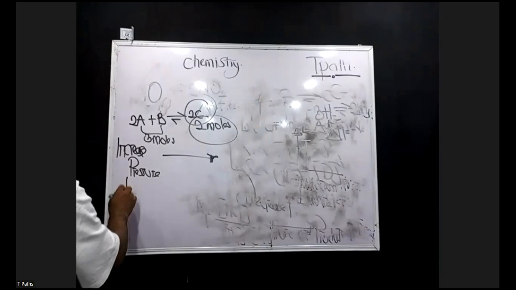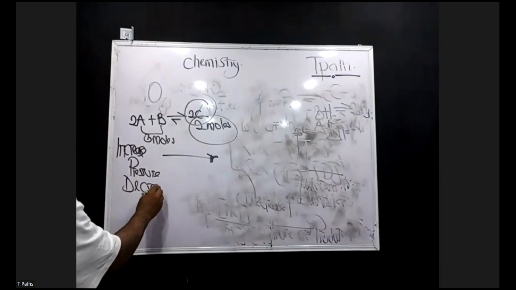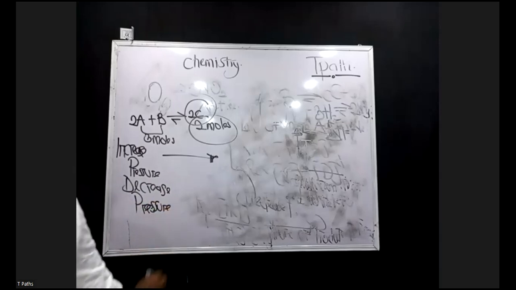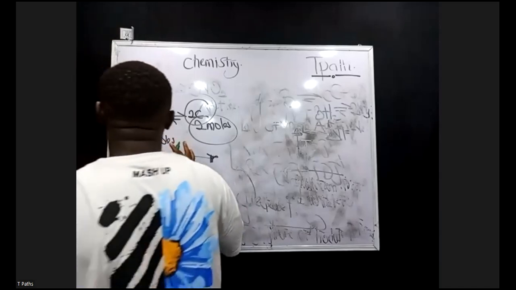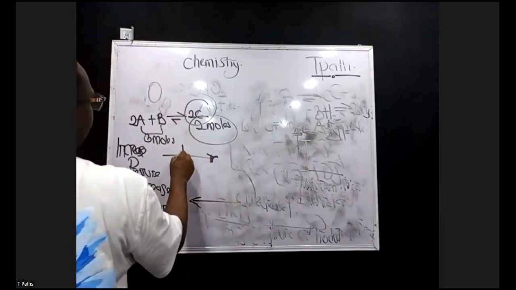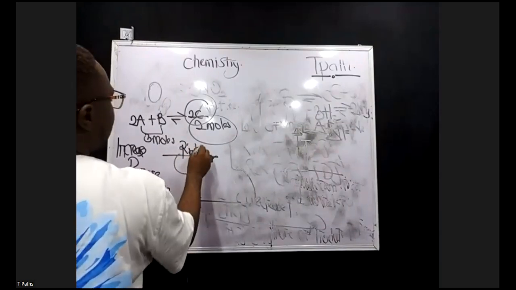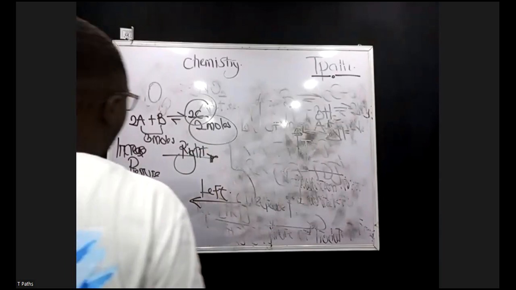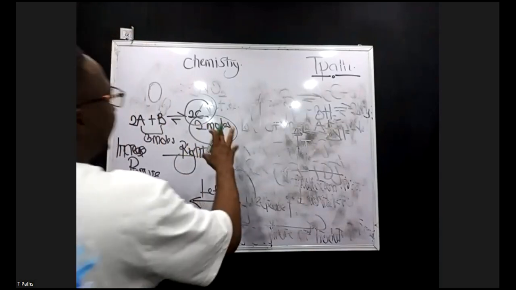Now, what if I decrease pressure? This is what happens. If I decrease pressure, equilibrium will shift to the side with the most number of moles. And the side with the most number of moles is 2A plus B. So equilibrium will shift to the left. So when you decrease pressure of the system, equilibrium will shift to the left. So you've done this hypothetical reaction.